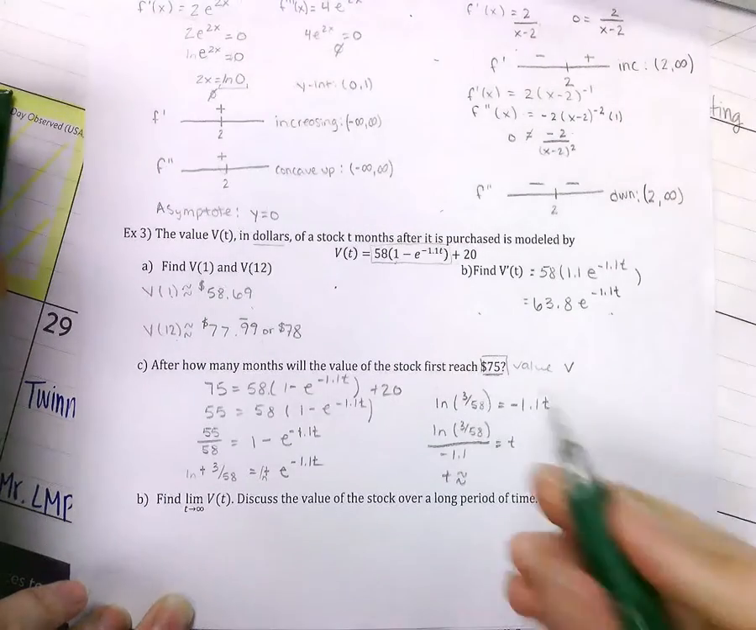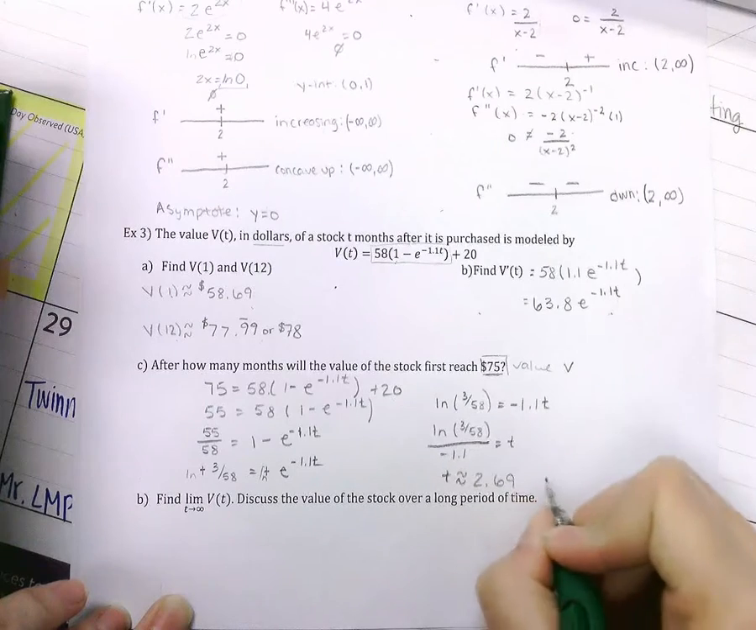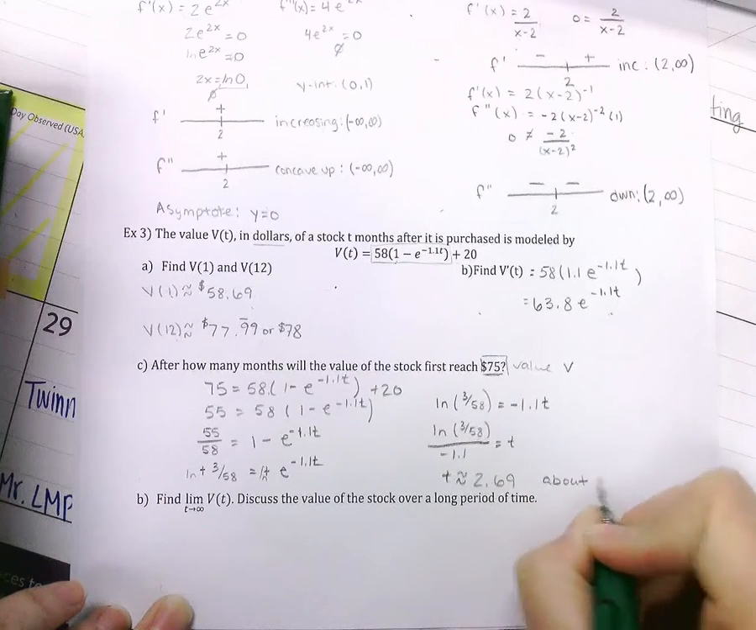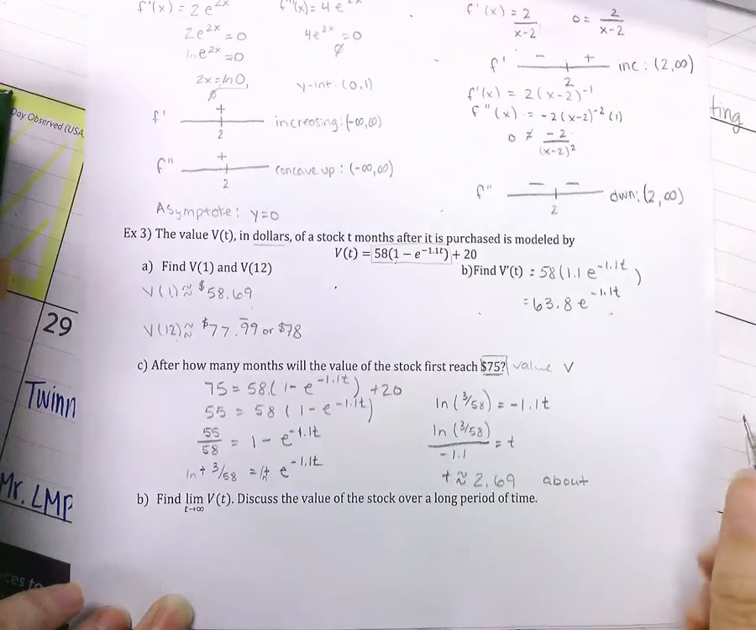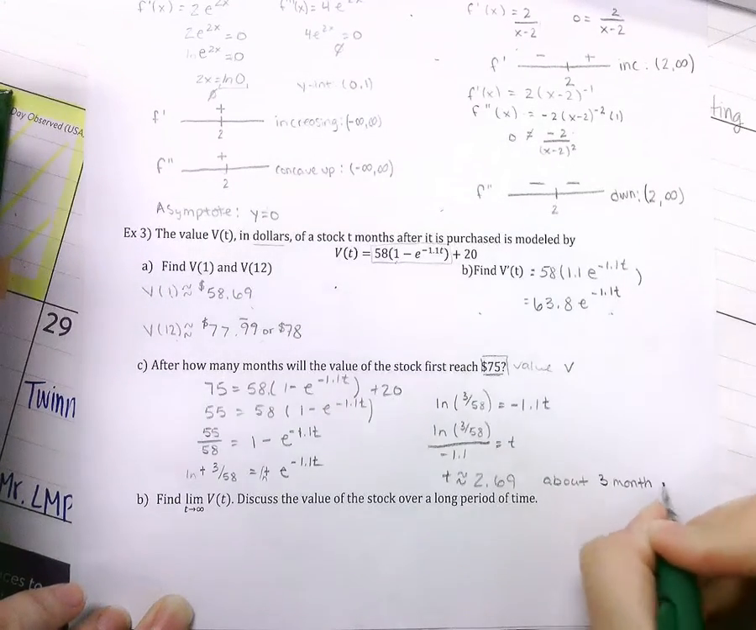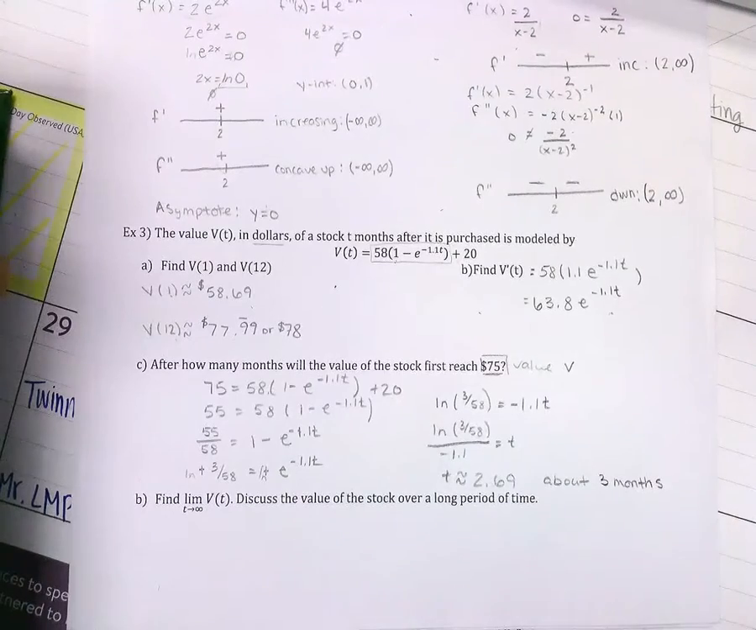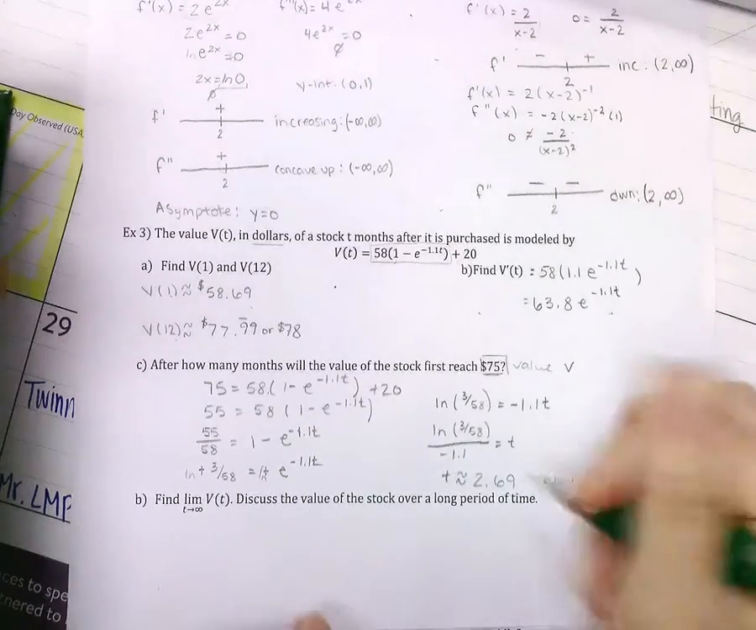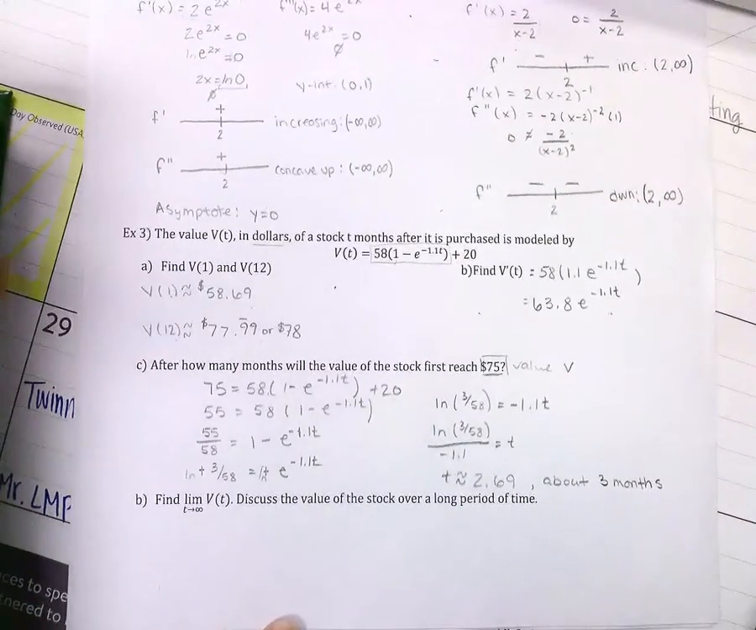2.69. So about, I guess we could round up. We'll say about 3 months, because at 2 months it won't quite be there. So after 3 months, the value of the stock will reach $75.